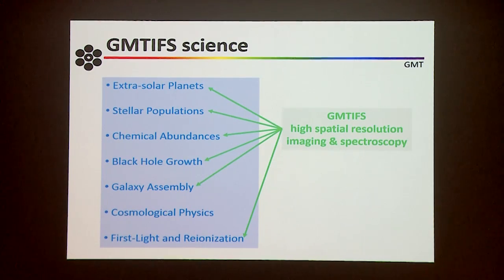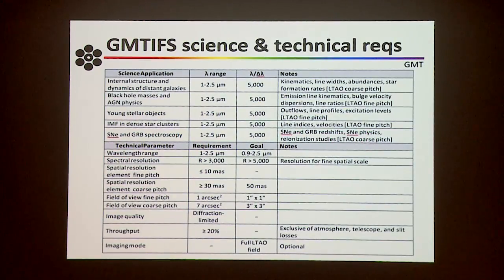GMTIFS is very capable. It's an imager, it's a spectrograph, it's got integral field capabilities, and so not surprisingly, it can address many of the key science areas that the GMT is going to be talking about. I'm not going to have time to talk about all of the different science cases and all of the things GMTIFS can do, but I will try and highlight some of the ones that are, I think, both exciting and important for defining the instrument capabilities. And this is where we're going to get to.